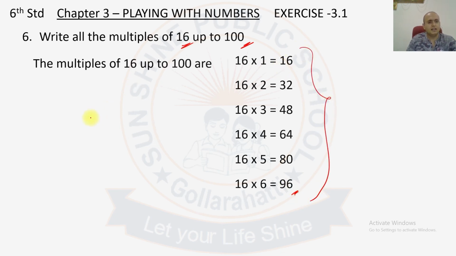So let us write the multiples of 16 up to 100: 16, 32, 48, 64, 80 and 96. These are the multiples of 16 up to 100. They have asked us to write only up to 100, so we'll write up to 100.